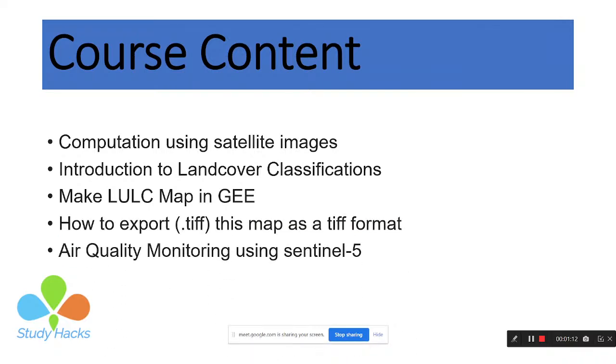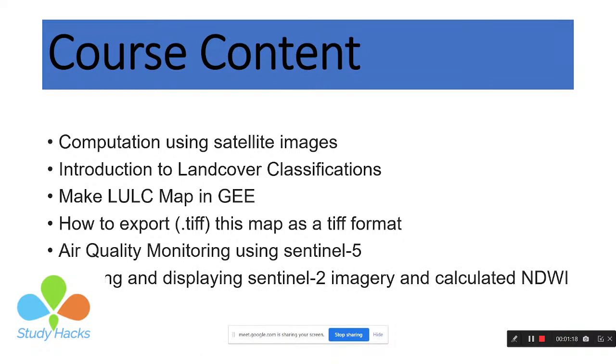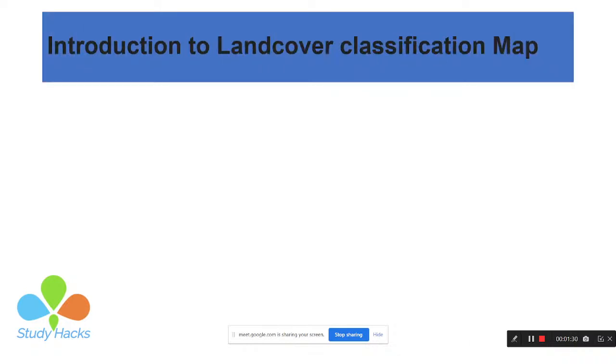And then we also move to air quality monitoring. Here we mainly use Sentinel-5 satellite images, and then we see how to easily filter and display Sentinel-2 satellite imagery. We will also show you how to easily calculate the NDWI and make the NDWI map. Okay, so let's go. First of all, the introduction to land use and land cover classification.